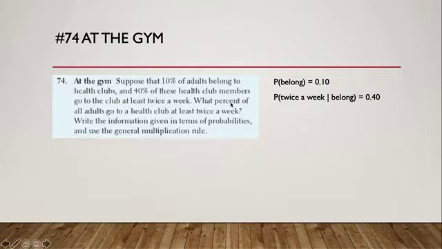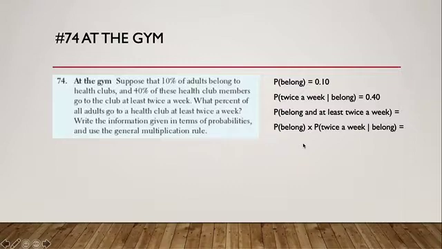And you're trying to find here what percent of all adults go to a health club at least twice a week. So that's actually an and probability because they have to belong and they have to go twice a week. So we can take the probability of belonging times the probability of going twice a week, given that they belong. This is the general multiplication rule. So those are the two probabilities that we've got, the 10% and the 40%. Gives us 0.04.